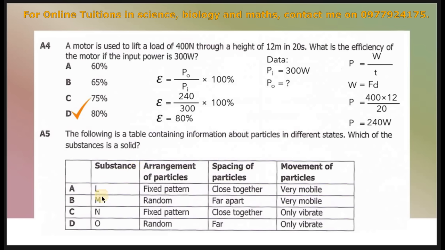So substances, we have L, M, N, O, arrangement of particles, spacing of particles, movement of particles. Let's look at the arrangement of particles. Fixed, yes, in solids they are fixed. How about spacing of particles, close together? Yes, they are very close together. How about movement of particles in solid? Very mobile, not true. Here, arrangement of particles is random? No, particles are not random in terms of arrangement. So this one, no. Then here, fixed pattern. Yes, particles in solid are in a fixed pattern. Spacing of particles close together. Yes. Movement of particles only vibrate. Yes. So in solid, particles are in a fixed pattern, close together, only vibrate. So our answer is C here.